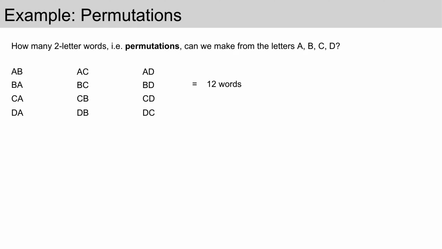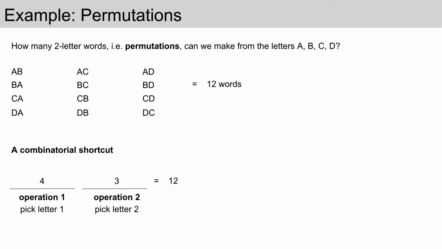Next, suppose that instead of using all 4 letters, we only want to make 2-letter words, using the letters A, B, C, and D. In this case, there are only 12 options. Instead of writing these out, we can again appeal to the fact that writing a 2-letter word consists of 2 operations. There are 4 ways to pick the first letter, and 3 ways to pick the second letter, so in total, there are 12 possible 2-letter words.